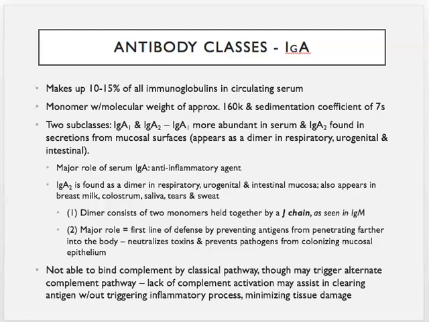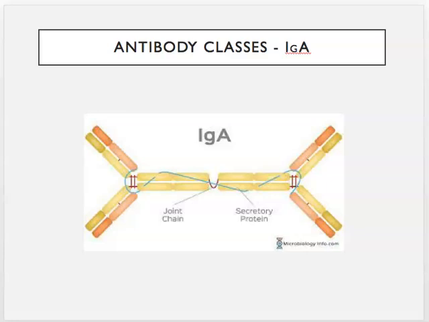IgA is not able to bind complement by the classical pathway, but aggregation of immune complexes could trigger the alternate complement pathway. That lack of complement activation could assist in clearing the antigen without triggering the inflammatory process. Because of that, it can minimize tissue damage. Here's what your IgA looks like. Again, you've got that Y-shaped structure. There's your monomer joined to another monomer by that J chain, so then it's referred to as a dimer.